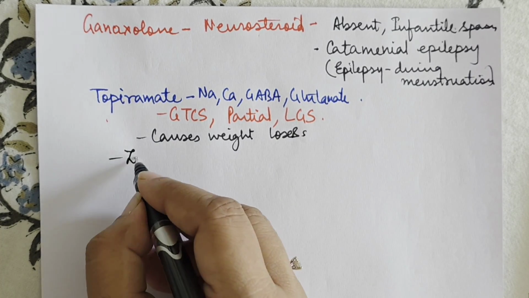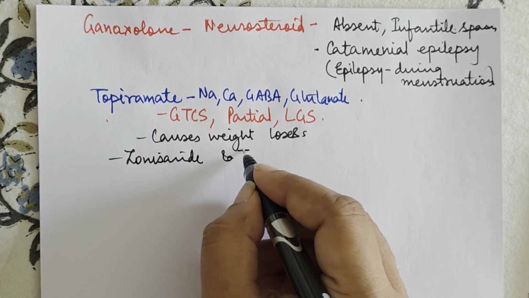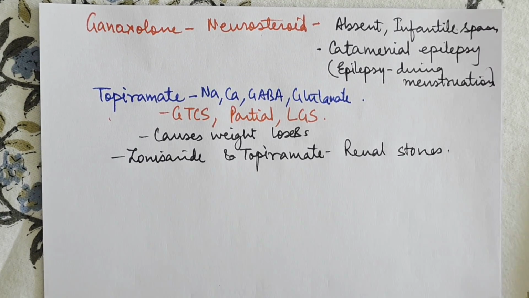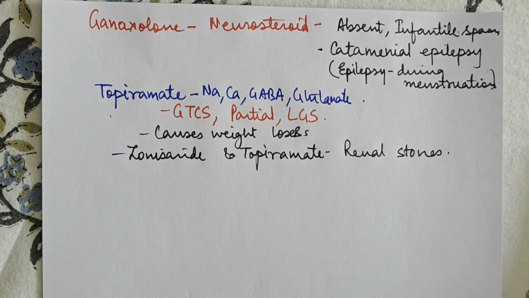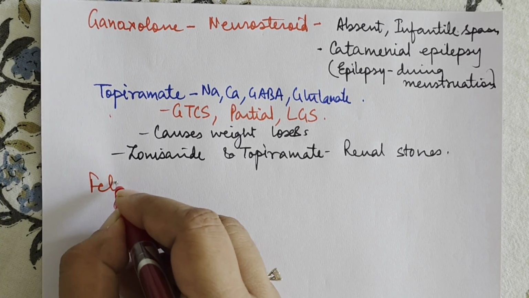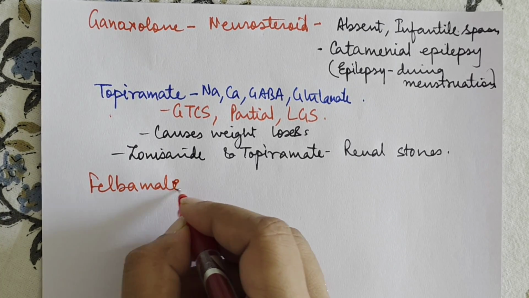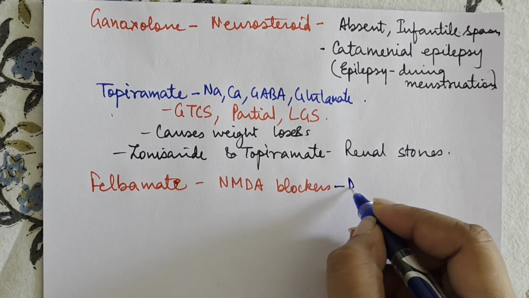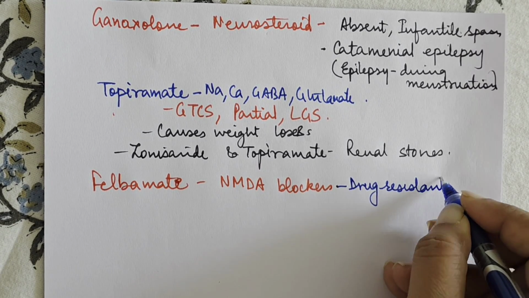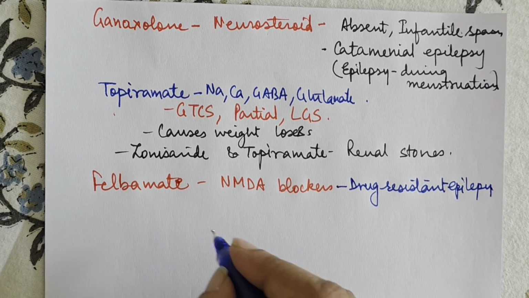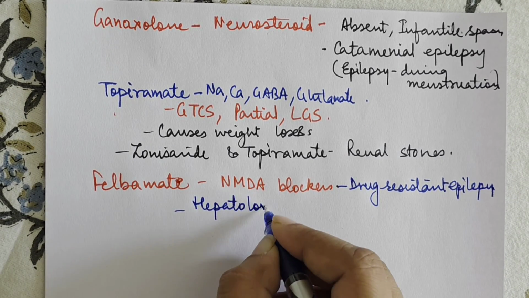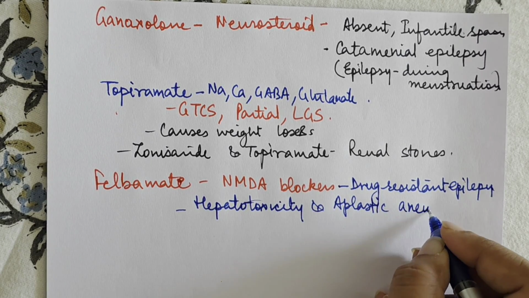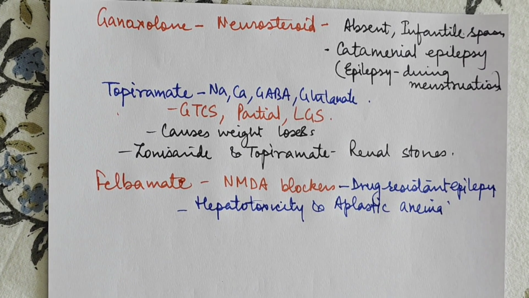Then there is another drug, zonisamide, and topiramate. They both cause renal stones also, because they inhibit the carbonic anhydrase, so they cause development of renal stones. Then next drug is felbamate. Felbamate is basically an NMDA receptor blocker. So this is used in drug-resistant epilepsies, but it causes hepatotoxicity, and also causes aplastic anemia. So therefore this drug is not very commonly used.